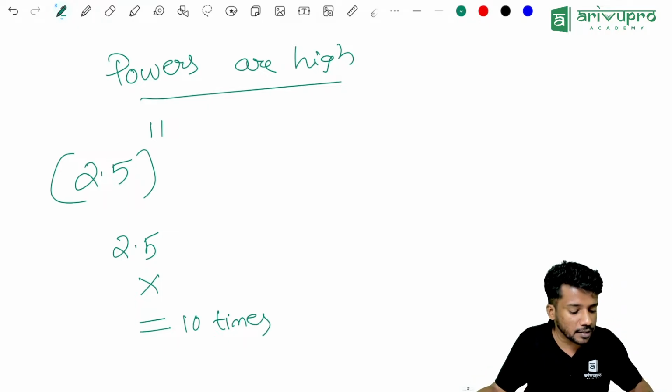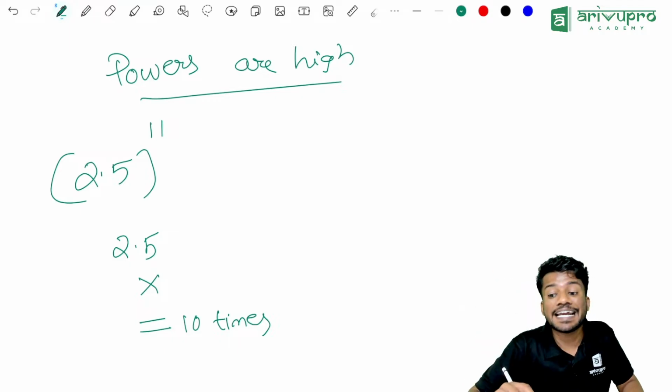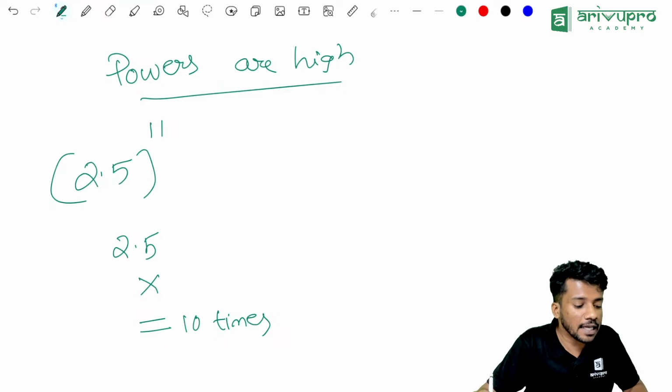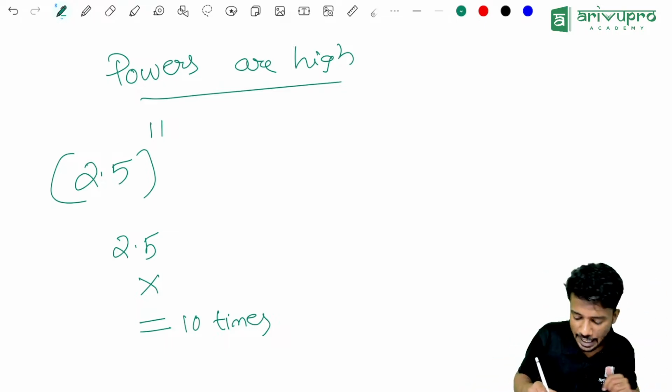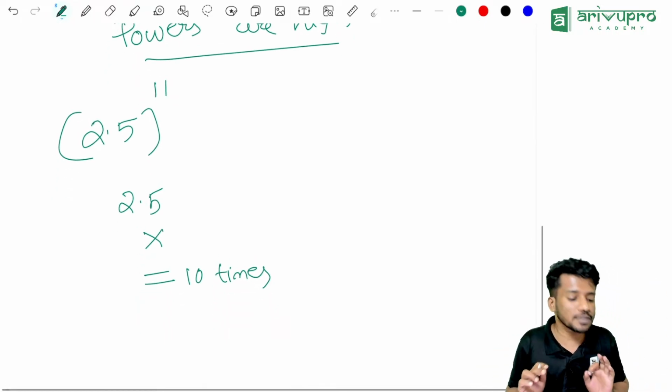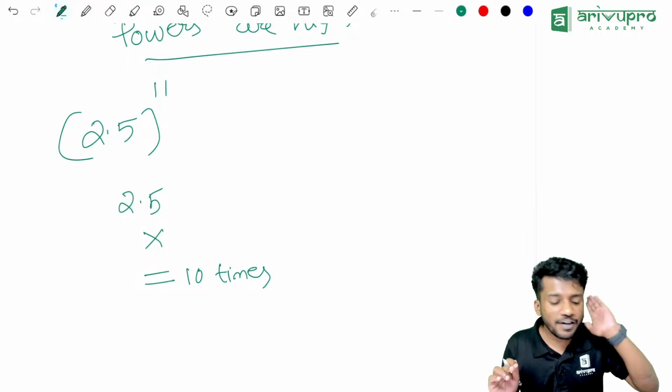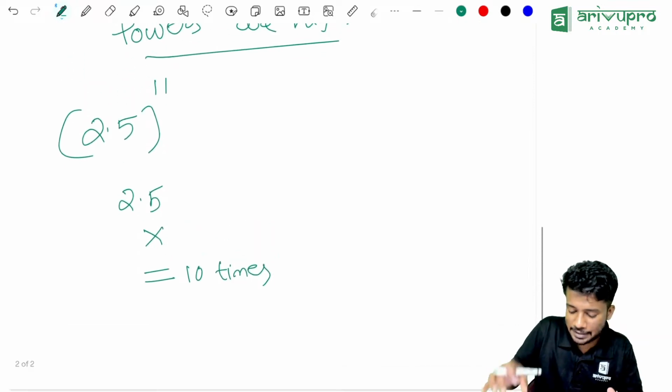Everyone take the calculator. 2.5 into equal to how many times? 10 times: 1, 2, 3, 4, 5, 6, 7, 8, 9, 10. You will get the answer. Okay, understood that? How many of you got 23,841.8579 something? Yes, that's how you do it.